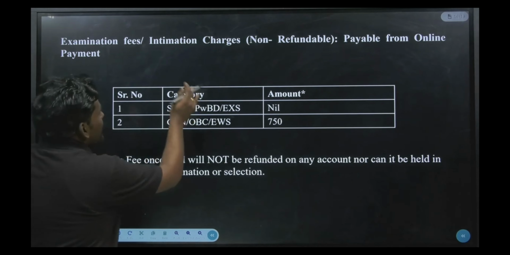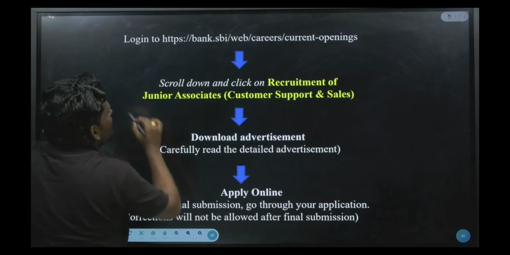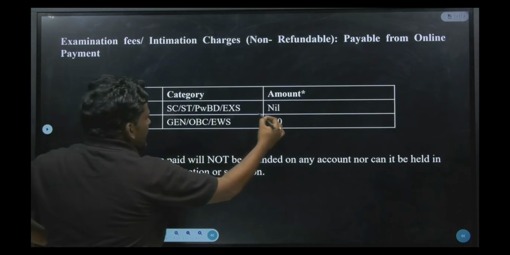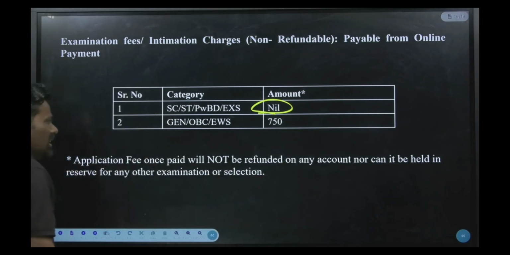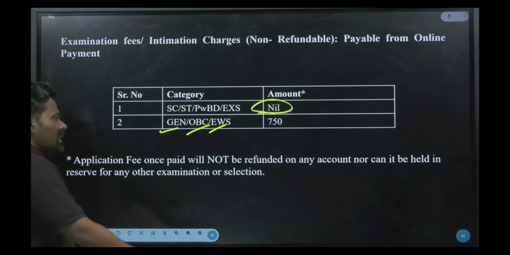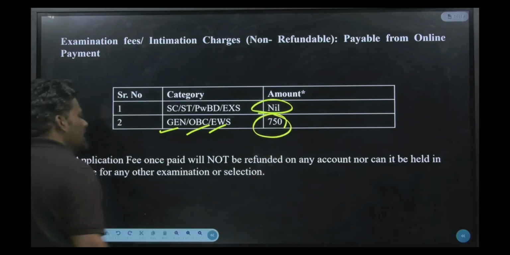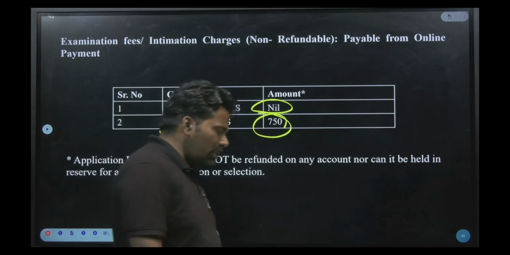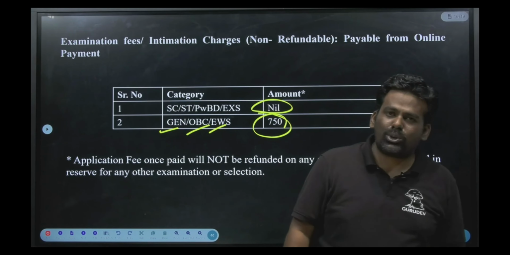So the examination fee, how much is it? That is very important. For SC, ST and these candidates, the examination fee is 0, that is nil. For general, OBC and EWS, economically weaker section, the examination fee is rupees 750. This will not be refunded at any point of time. So think before applying. If you are eligible, then only apply.